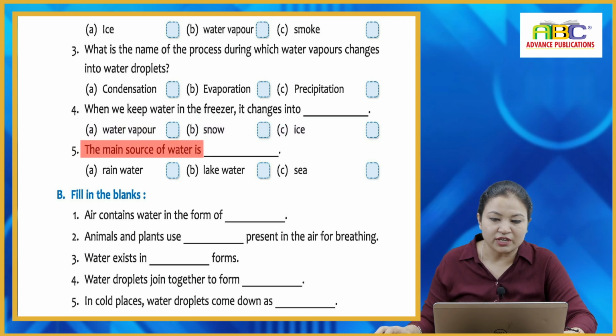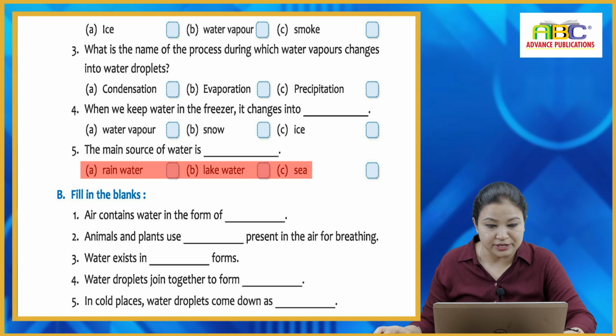The main source of water is option A, rainwater. Option B, lake water. Option C, sea. So the correct answer is rainwater.